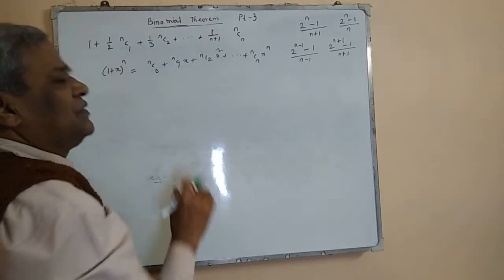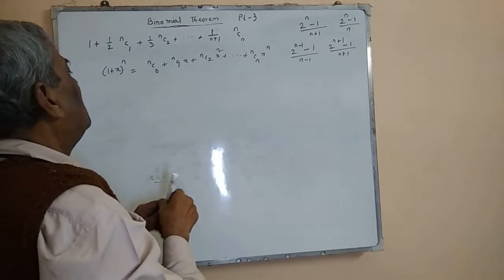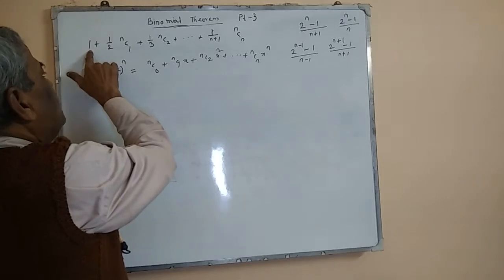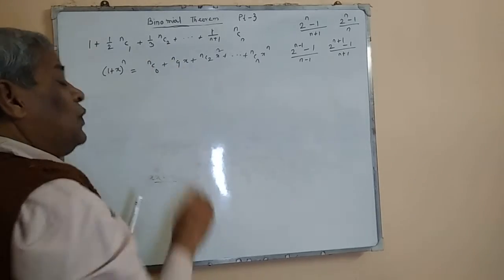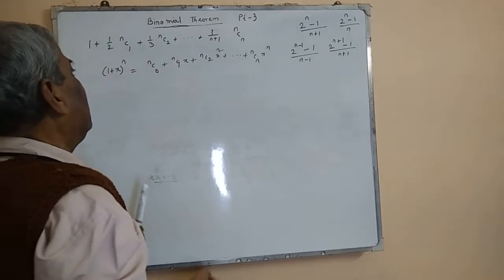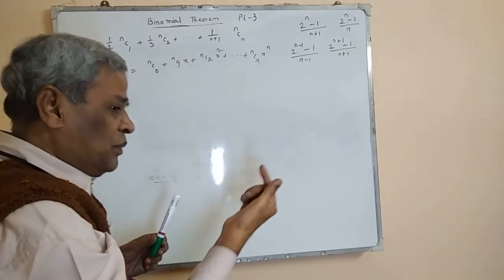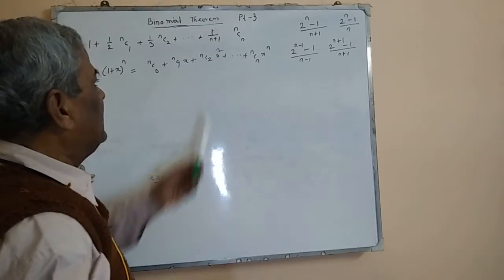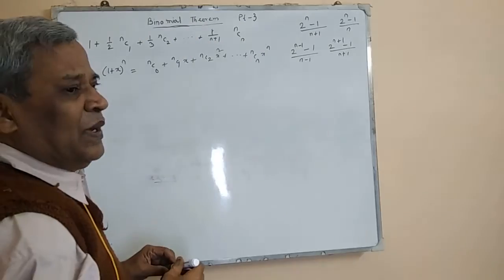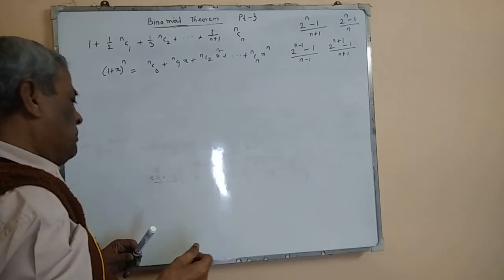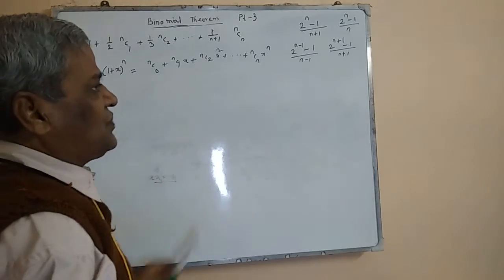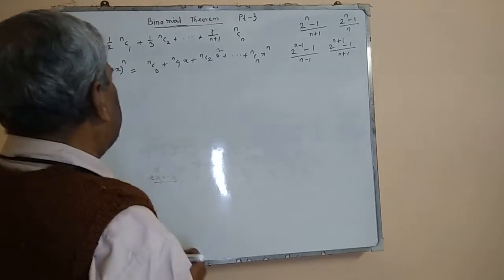In the given series, binomial coefficients are there, 1 by 1. This is nC0, nC1, nC2, and with those binomial coefficients, other factors are there. One is 1, other is 1 by 2, 1 by 3. That is, in the denominator it is increasing. For that purpose, as I told you, integrate both sides with respect to x.